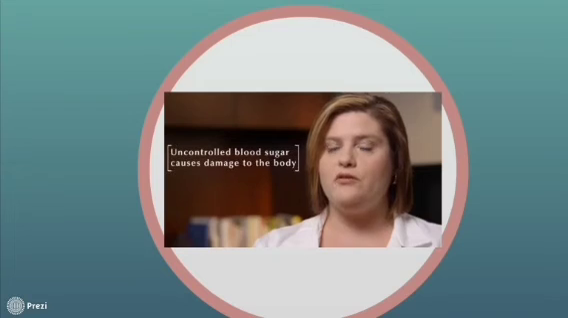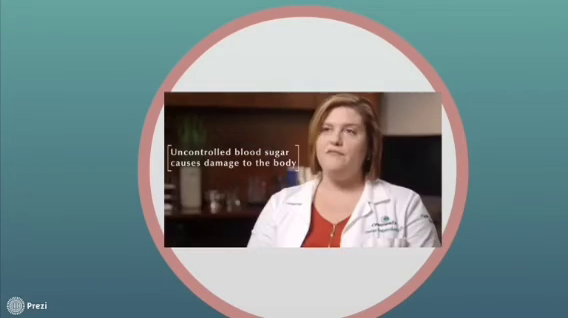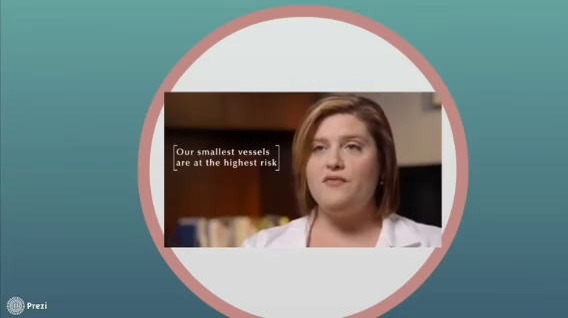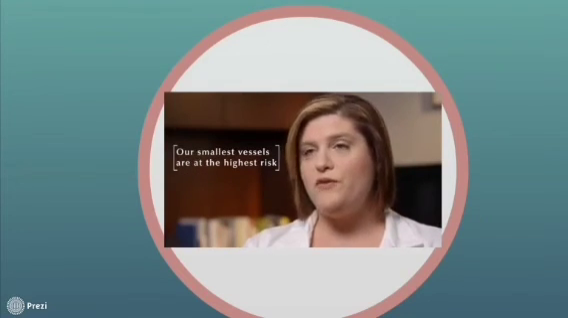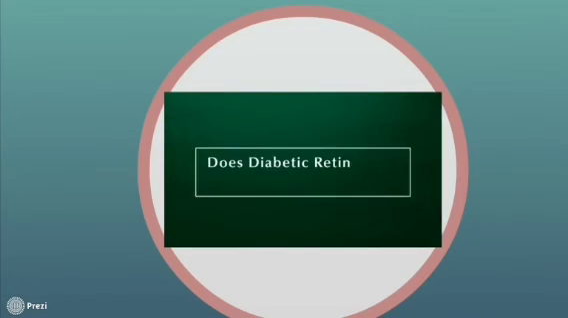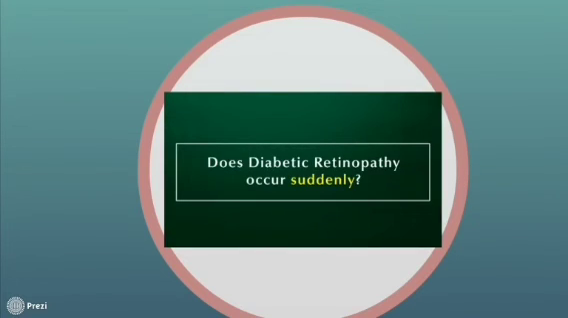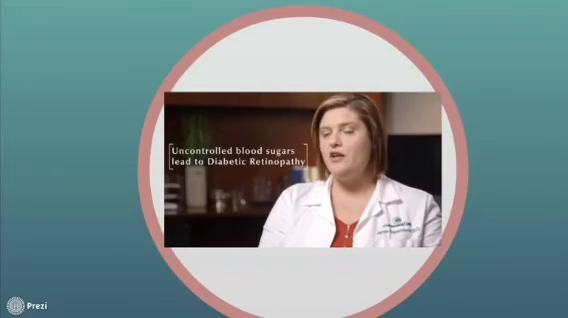Diabetes and uncontrolled blood sugars affect the vasculature all over our bodies and cause significant damage. Our smallest vessels are at the highest risk for this damage, which is especially true for the vessels in the back of the eye. This disease is not a catastrophic event, it is progressive. The longer a patient has uncontrolled blood sugars, the higher their risk is for diabetic retinopathy.